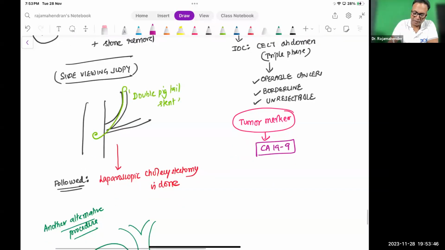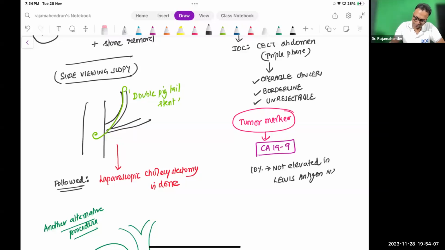It is not elevated in 10% of them. It is not elevated though there is cancer. Who are those 10%? In 10% of the patients, though there is a cancer, CA19-9 will not be elevated. Those are Lewis antigen blood group negative cases. There is one blood group in our body which is not done commonly. It is known as Lewis antigen. Lewis antigen negative patients will not have elevated CA19-9.